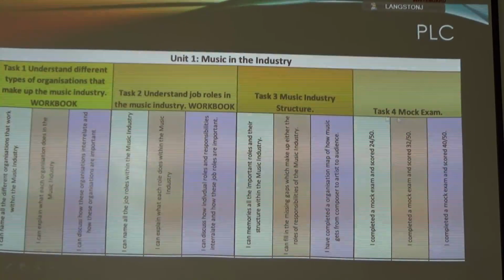And task 4, complete a mock exam. I haven't yet had any mock exam completed answers and scores given to me, so it's really important that you do that so we can start tailoring these videos and your revision to your weaknesses, the parts that we need to work on. Once you've completed your mock exam, please send me your scores and the parts that you think you found difficult, and we can work on them together.